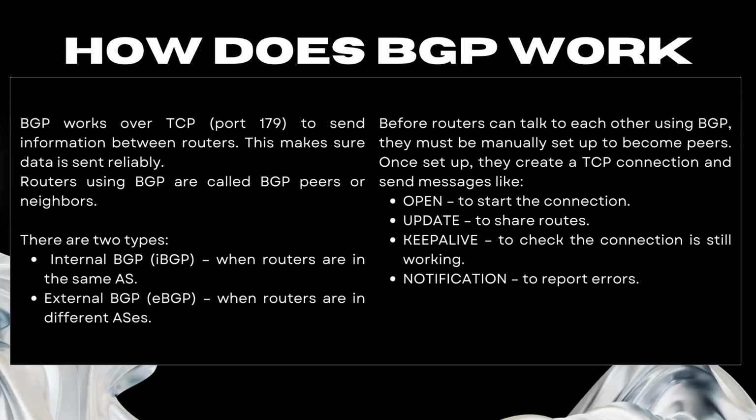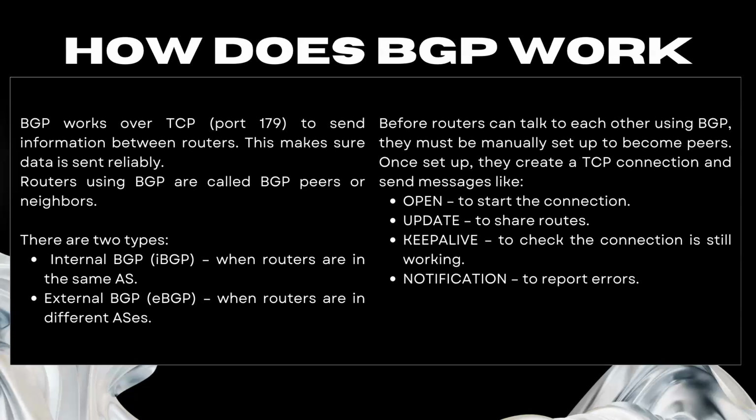So moving on, how does BGP work? BGP works with TCP using port 179. That is to send information between routers. This is to make sure data is sent reliably. Routers using BGP are called BGP peers or neighbors, and there are two types of BGP, internal BGP and external BGP. What's the difference?